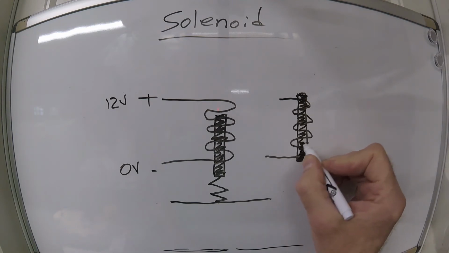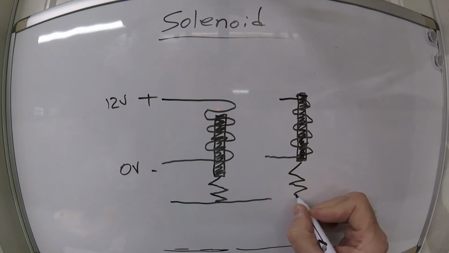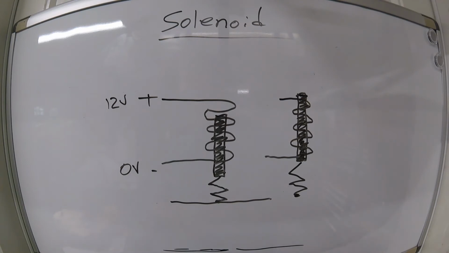Because that electromagnetic field is attracting it. And there's our spring. Well, we can use that to transfer electrical power into mechanical movement, linear movement. It moves back and forth linearly. And that's what a solenoid does. It converts electrical energy to mechanical energy.